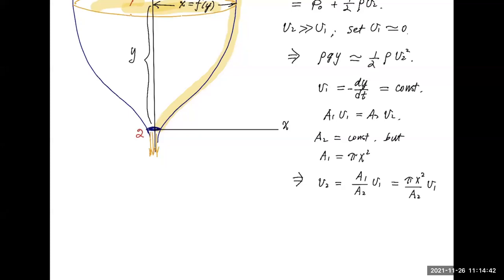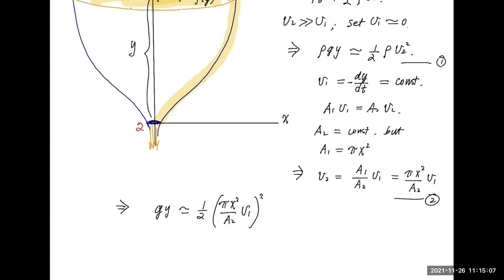Plug that into the equation. Let's call this equation 1, and here's equation 2. Plug 2 into 1. Then I have rho g y, you can cancel the rho. You get g y equals 1/2 v2 squared. V2 is pi x squared over A2 times V1, and you want this whole thing squared.